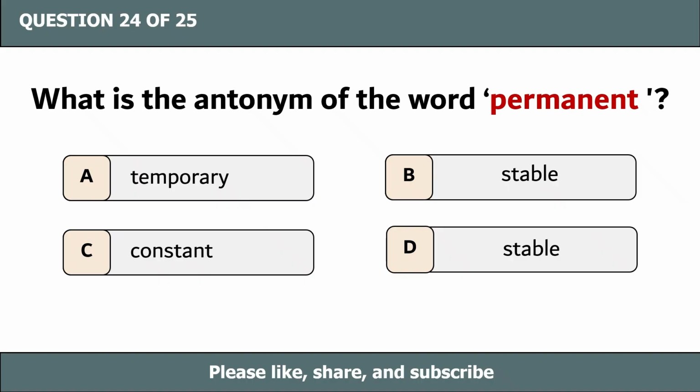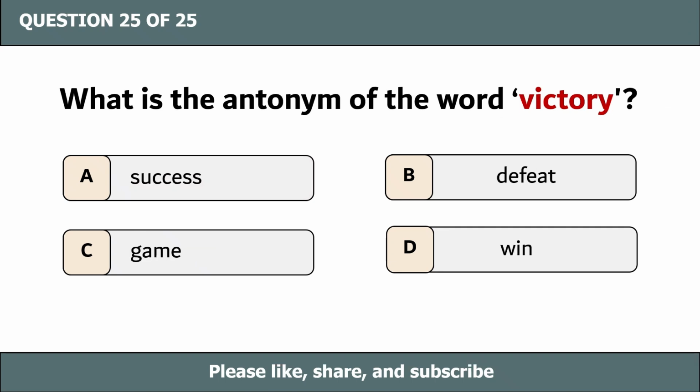Question 24. What is the antonym of the word permanent? The correct option is A. Temporary. Question 25. What is the antonym of the word victory? The correct option is B. Defeat.